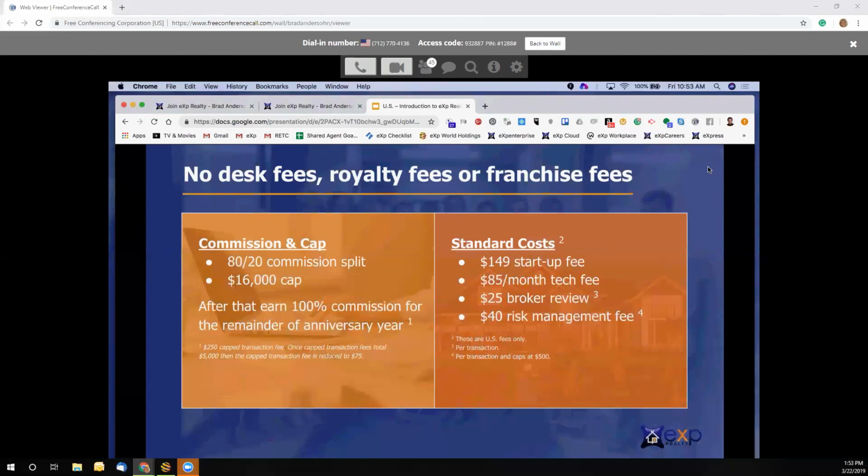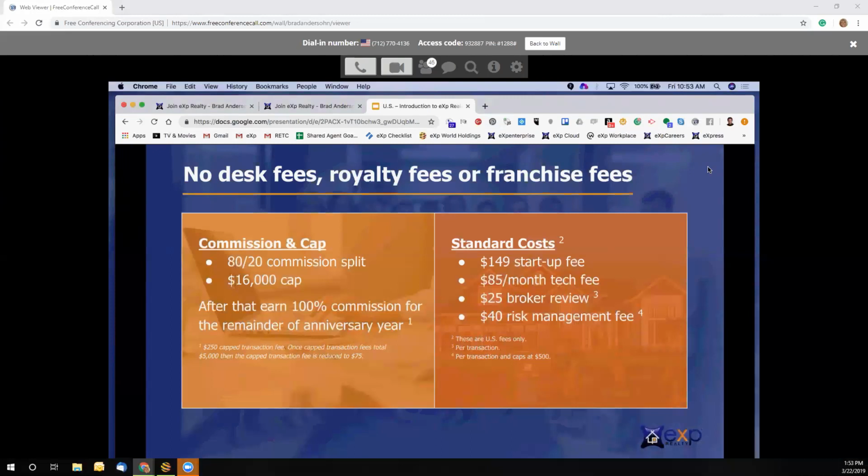When you look at the 100% commission, let's say you close enough transactions and you paid in your $16K. At 100% commission, you do still pay the $25 broker review fee. You'll still pay the $40 E&O insurance unless you've capped on that. And now there will be a capped transaction fee of $250. And that's it. That's all of our fees, folks, on your commissions.